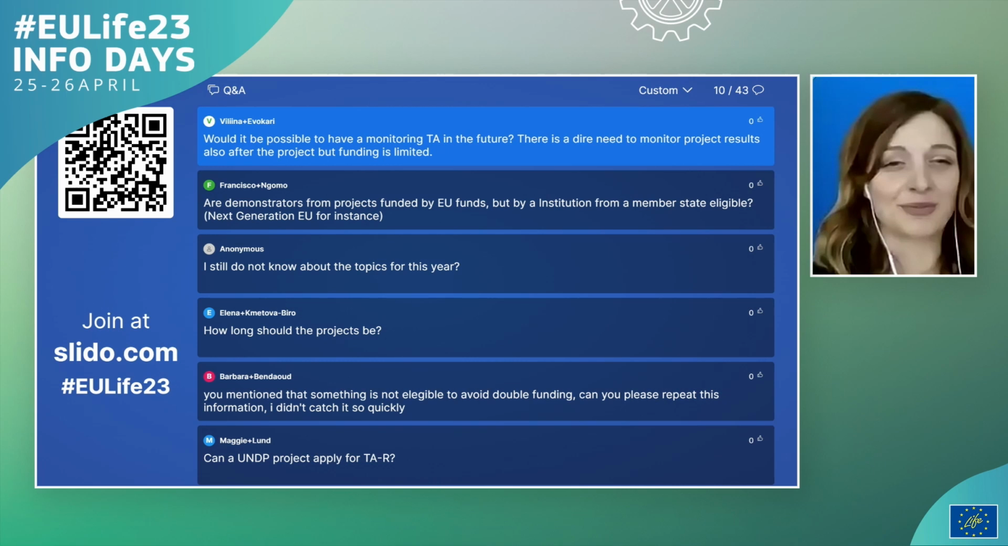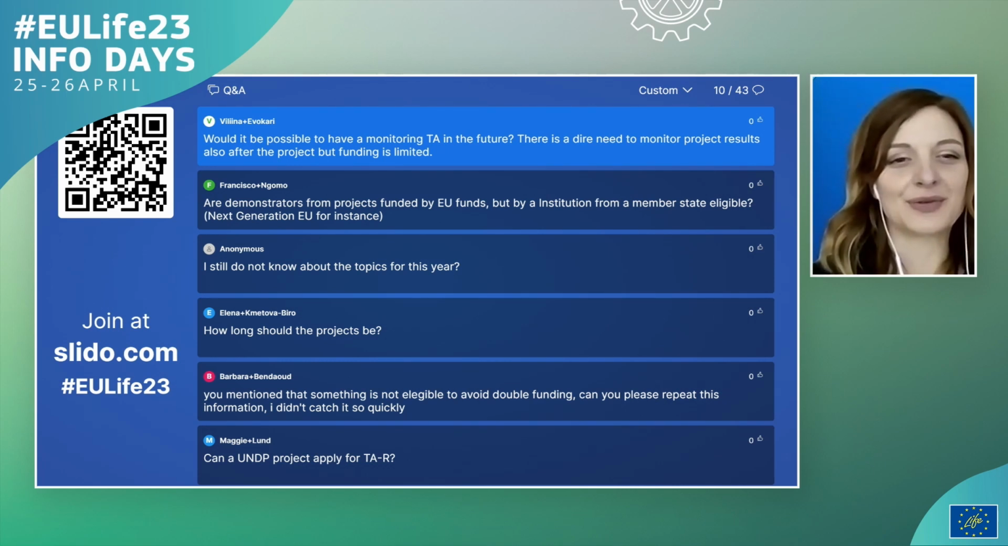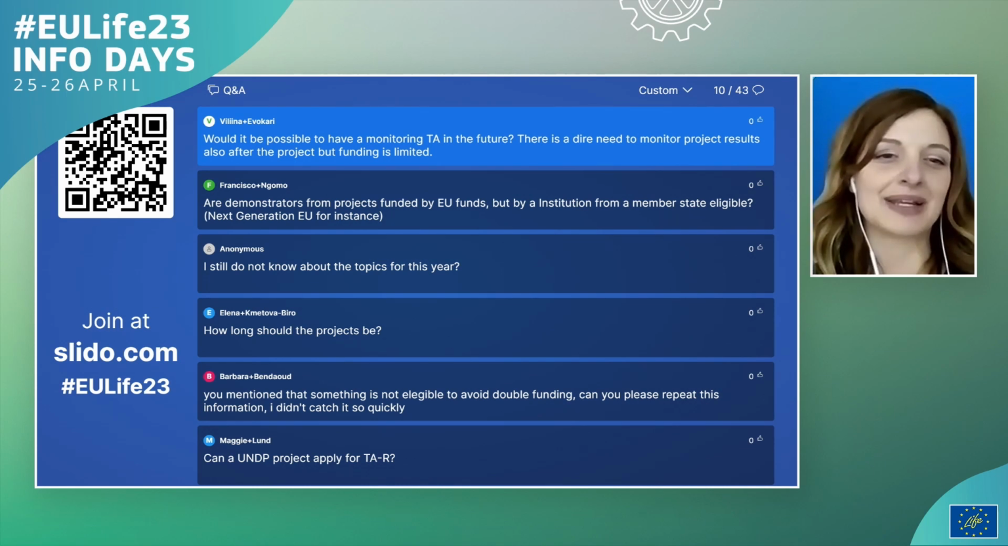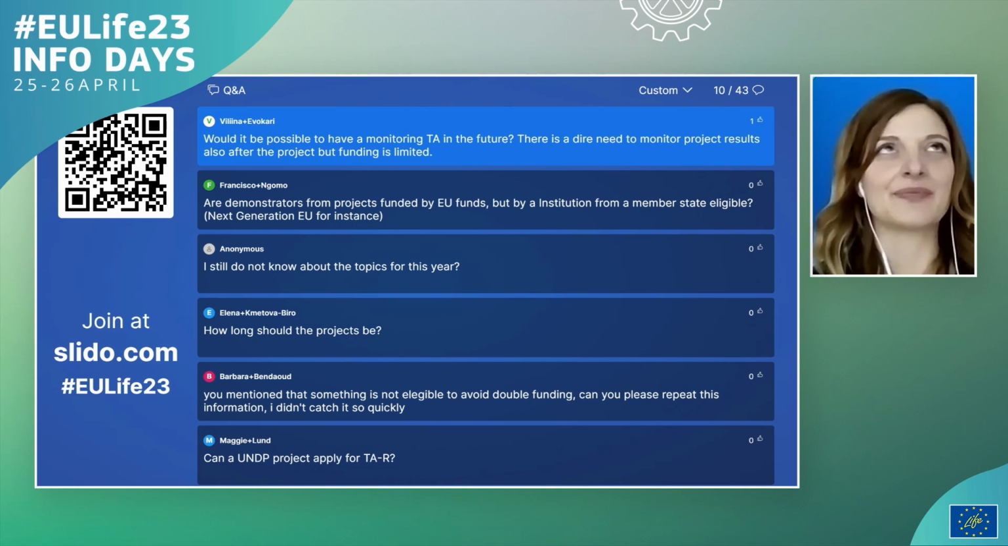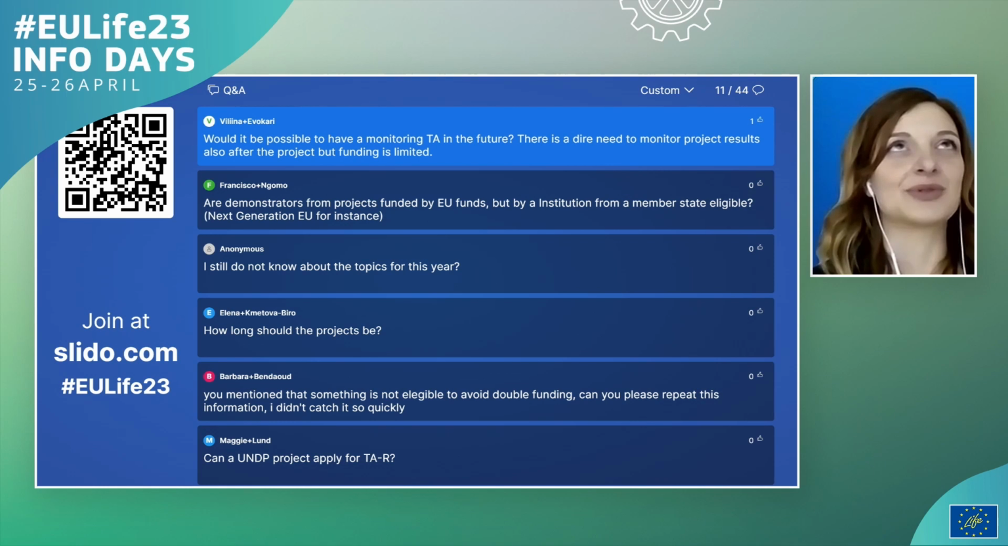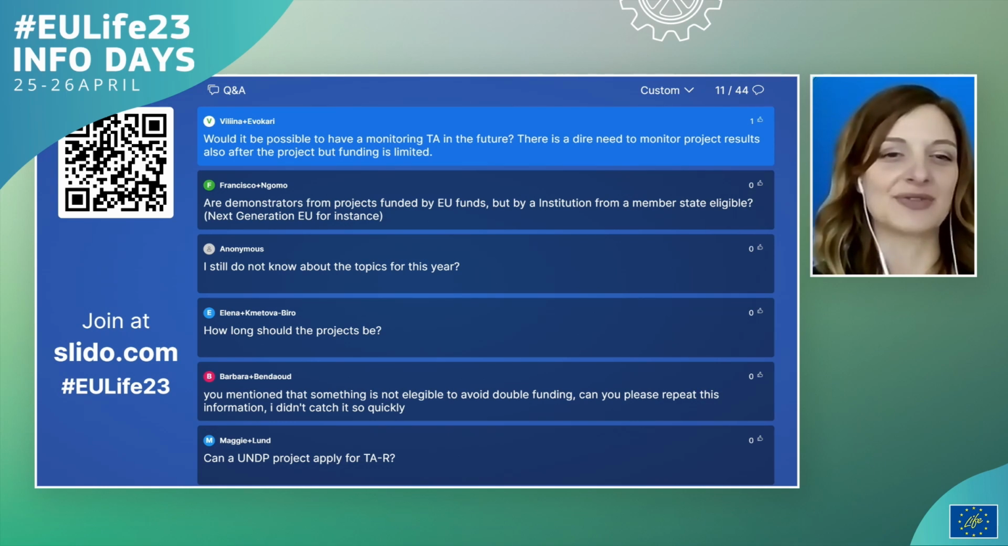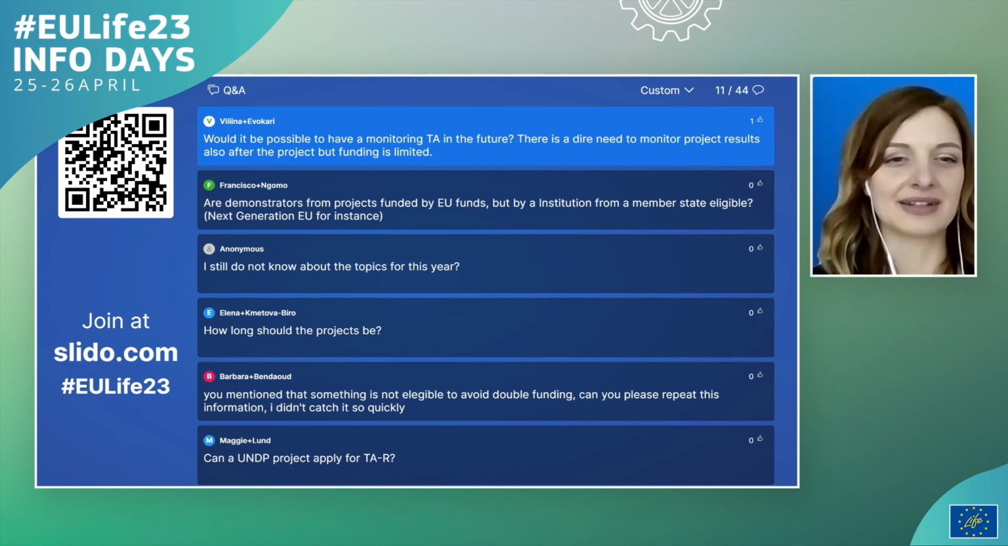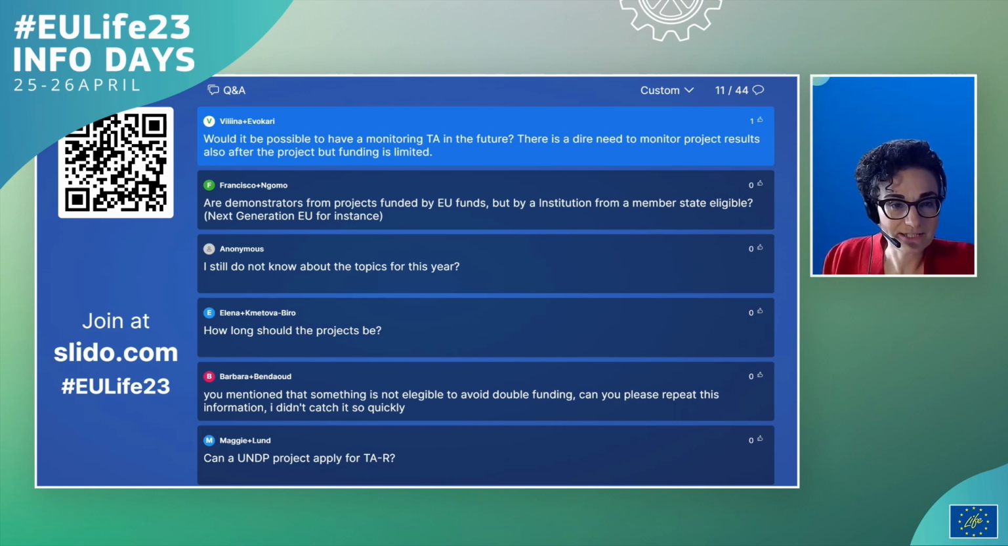I'm not sure if monitoring could be seen as the replication or removal of barriers that projects face. I see monitoring more as a recurrent action that follows. So I would lean more towards no, unfortunately. Thank you very much, Anna.